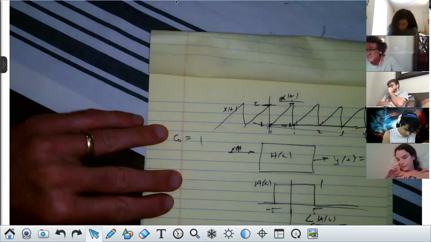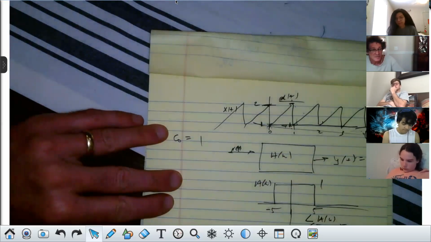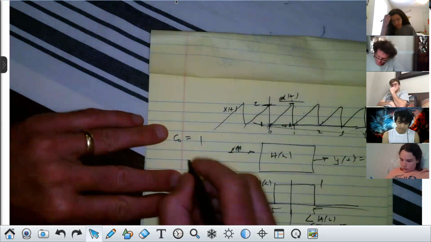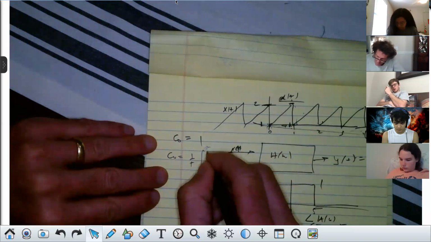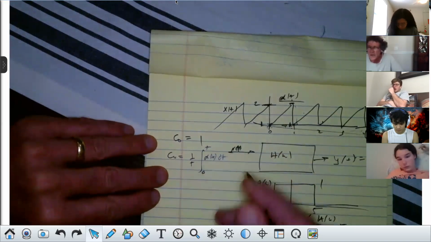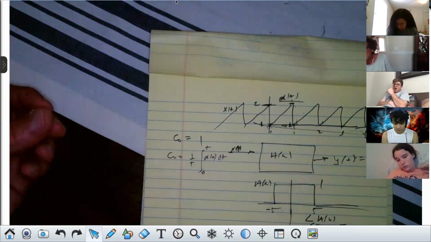Making sure everybody can understand that. C0 is 1, right? C0 technically is 1. It's 1 over t, the integral from 0 to t, x of t dt. It's just the average value of the function over a period, right, class?